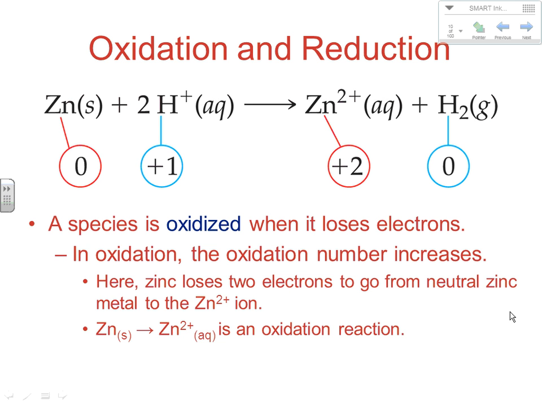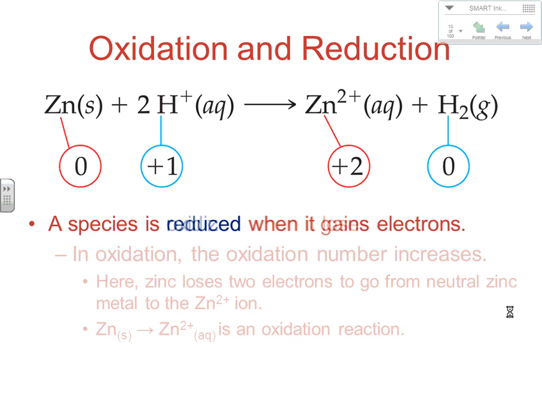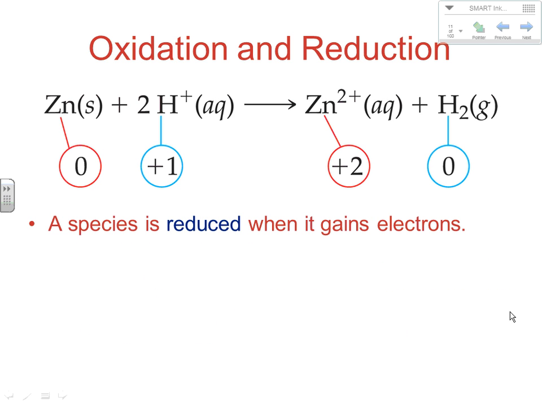That means zinc is involved in our oxidation. So Zn to Zn2+ is our oxidation reaction. Now how can Zn magically become 2+? Well, only if it loses a couple of electrons. So oxidation, which is when we increase the oxidation number, also involves a loss of electrons.